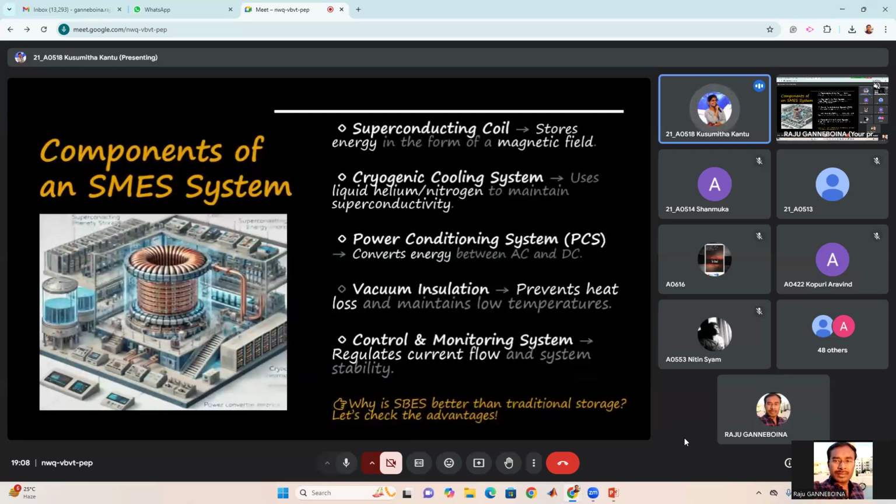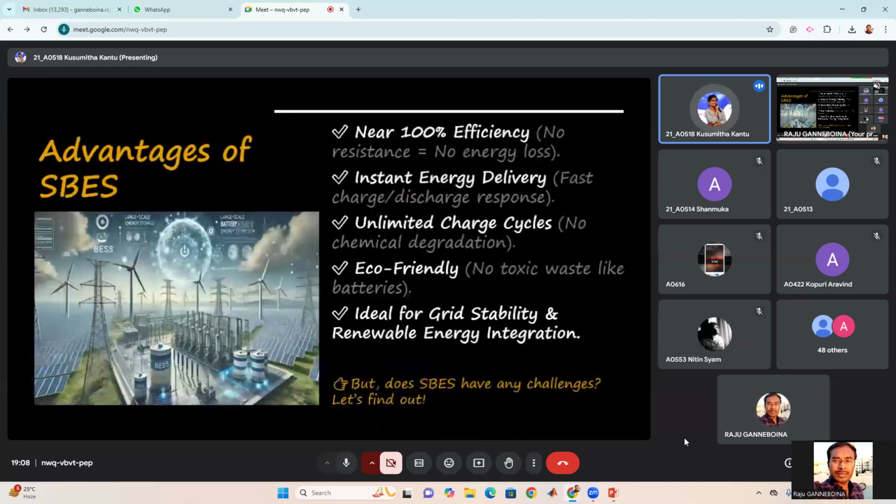And next, the control and monitoring system. It helps to regulate current flow and keeps the system stable. And now let's see why SMES is better than traditional storage. Advantages of SPES. It can give nearly 100% efficiency because no resistance means no energy loss, and instant energy delivery.